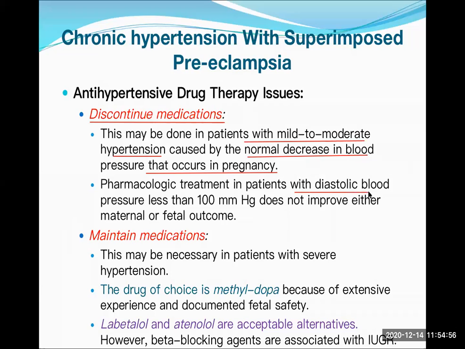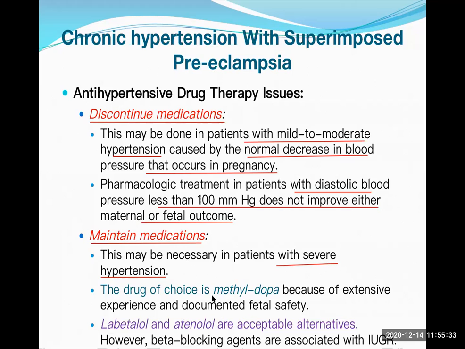Pharmacological treatment in patients with diastolic blood pressure less than 100 doesn't improve either the maternal or fetal outcome. So you don't need to treat during this situation. Whereas you need to use medication in these conditions. Let's talk about them now. This may be necessary in patients with severe hypertension. Severe hypertension, definitely necessary. That is systolic blood pressure more than 160 to 180 and diastolic blood pressure more than 110. We definitely need to use the medicine.